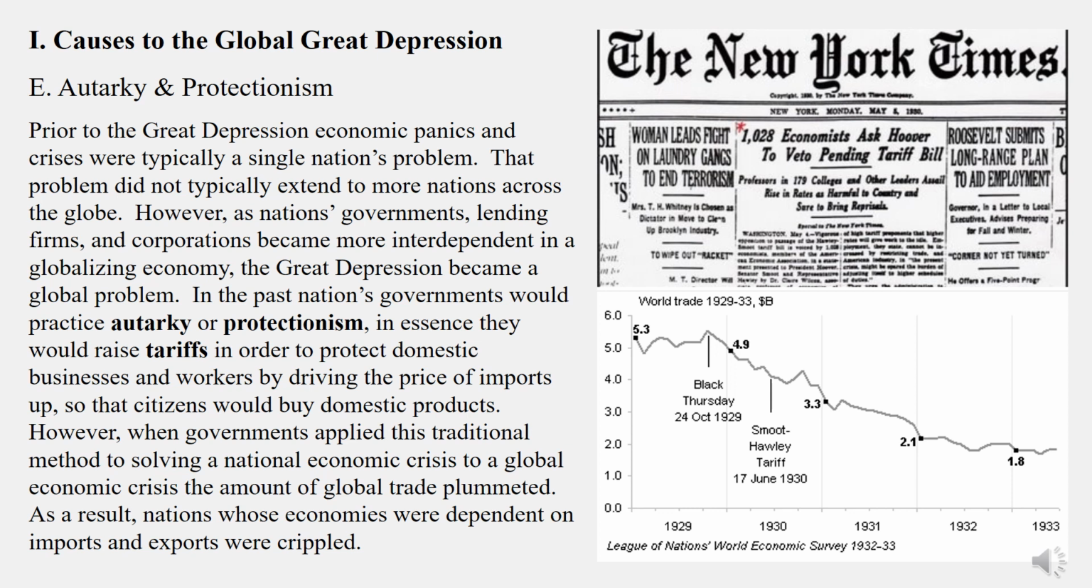One such attempt was the Hawley-Smoot tariff, begrudgingly enacted by President Herbert Hoover. In the newspaper clipping in the top right of the slide, you can see that economists, especially classical economists, asked Hoover to veto the bill as they believed the tariff would have negative effects on global trade. In consequence, the image in the bottom right of the slideshow shows the downward trend of global trade measured in billions of US dollars.